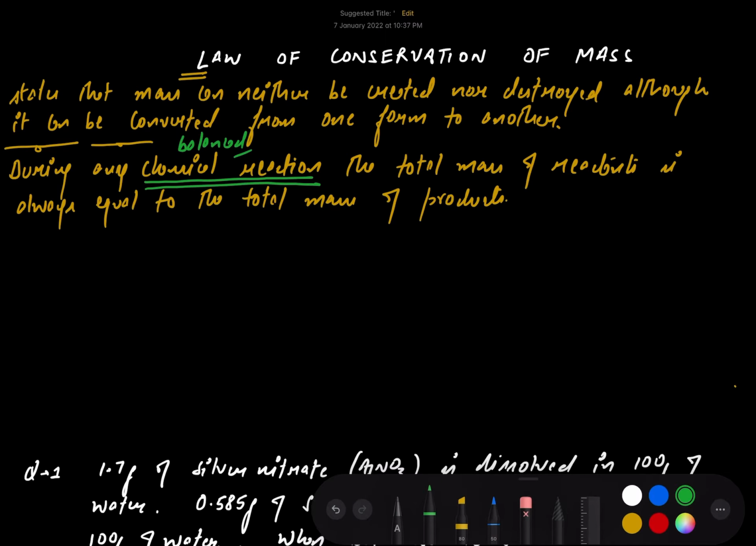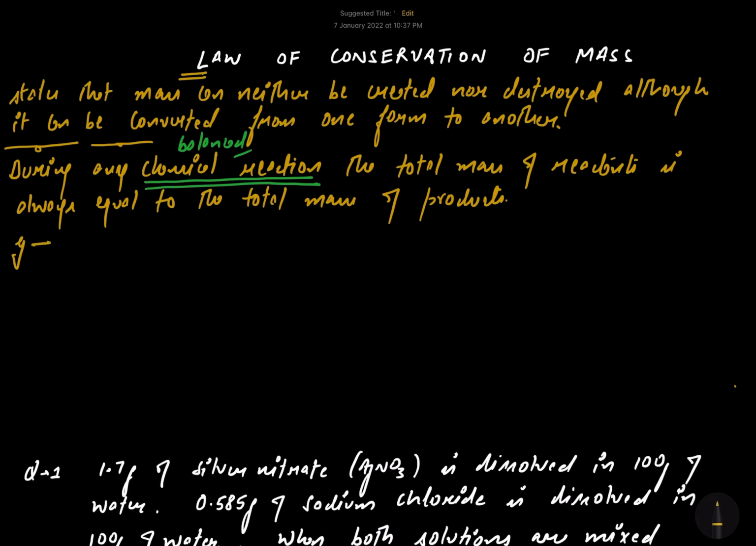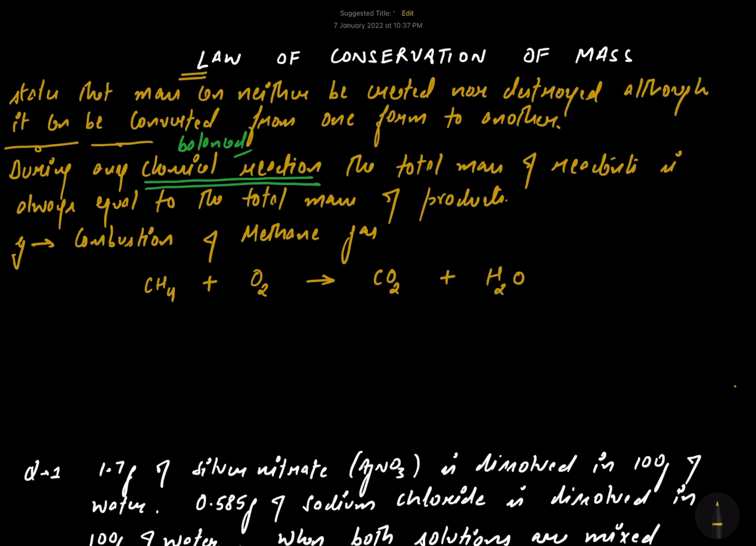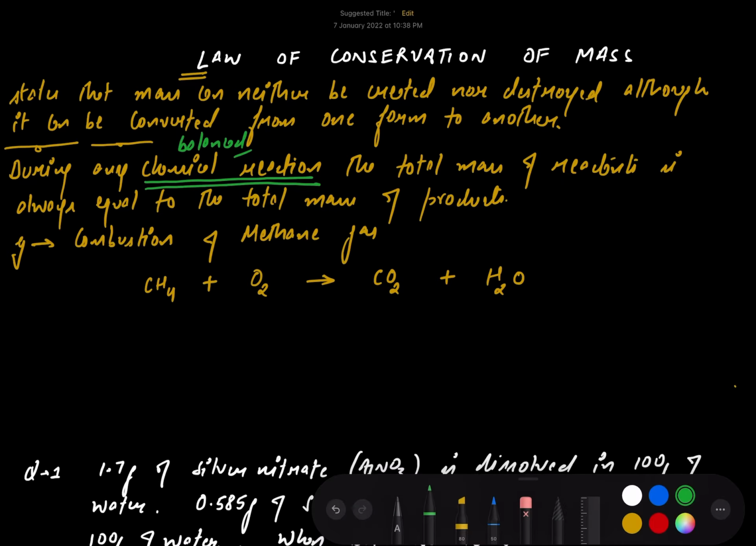So let me take an example for you. As an example, I'm taking the reaction of combustion of methane gas. What's methane? Methane is CH4. During combustion or burning, the combustion is always supported by oxygen gas. When any hydrocarbon burns in oxygen, it always produces carbon dioxide and water. Here, the next step is to balance this chemical reaction.